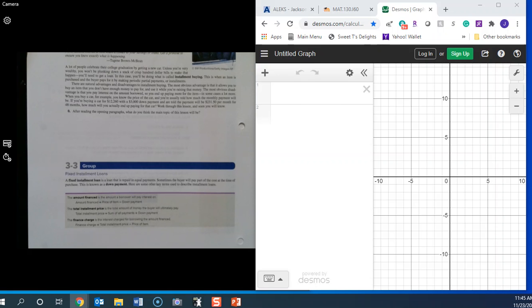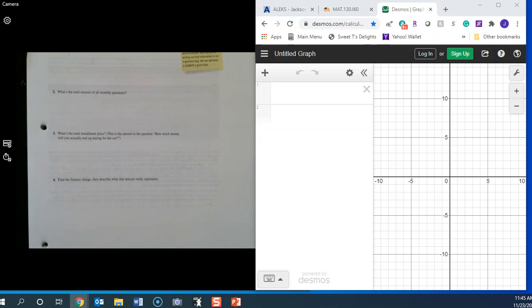Here are some other key terms used to describe installment loans. The amount financed is the amount a borrower will pay interest on. Amount financed equals price of item minus down payment. The total installment price is the total amount of money the buyer will ultimately pay. Total installment price is equal to the sum of all payments plus the down payment. The finance charge is the interest charge for borrowing the amount financed. Finance charge equals total installment price minus the price of the item.